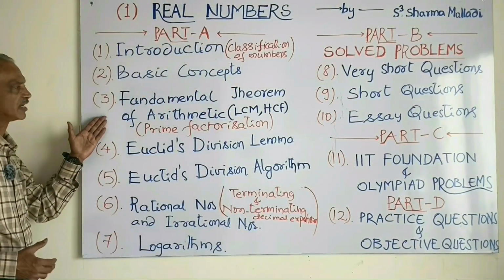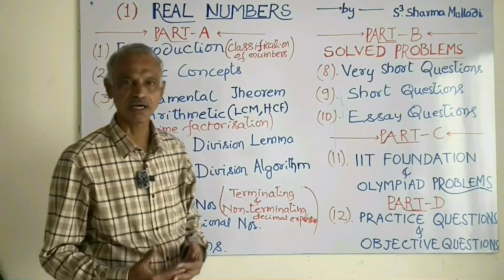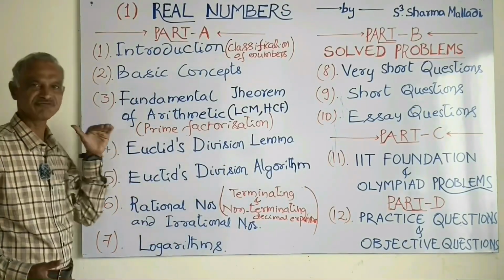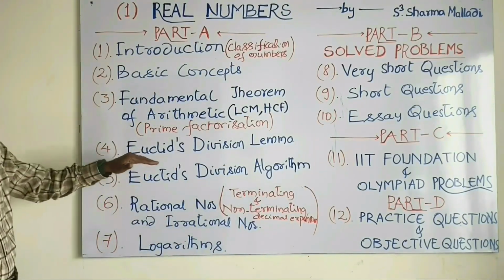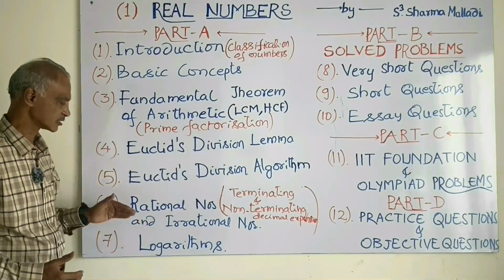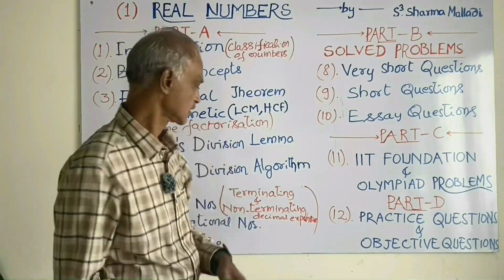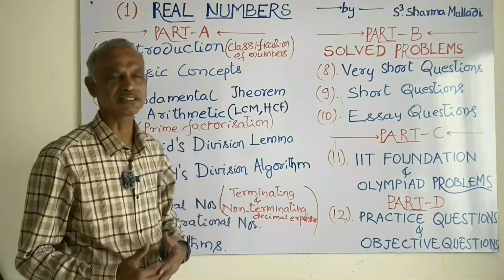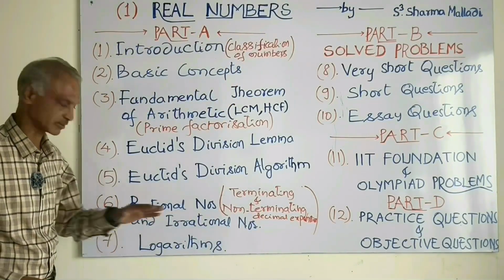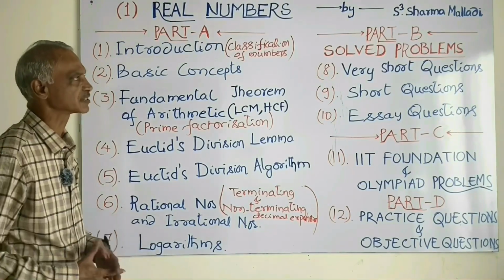Next, the fundamental theorem of arithmetic. In this we will also do some problems on LCM and HCF, and this is nothing but prime factorization. Next, Euclid's division lemma and Euclid's division algorithm. Next, rational numbers. In rational numbers, you know terminating decimals and non-terminating decimal expansion. Next, also irrational numbers. Next, logarithms. In some states, they have introduced logarithms.